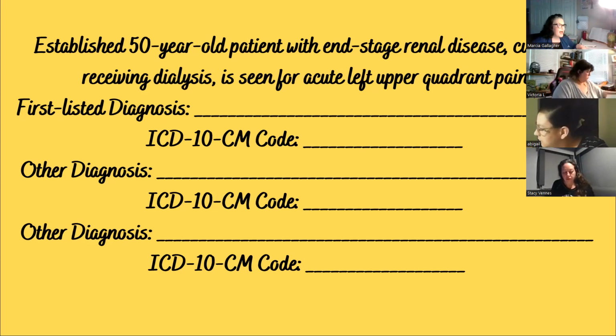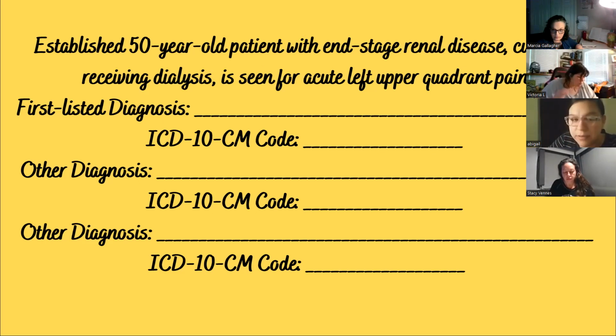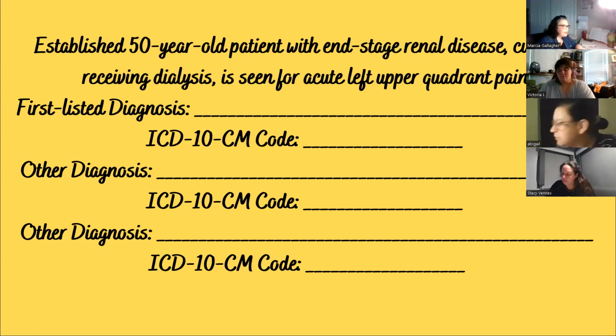So what kind of dialysis were we receiving? It was renal, right? So we're going to go down until we see renal. What ICD-10 code do you see for renal? Z99.2. Okay. Do you guys see that? Victoria, Stacy, do you see that? Yeah. Okay, so let's write that down. Okay, so we have one more.